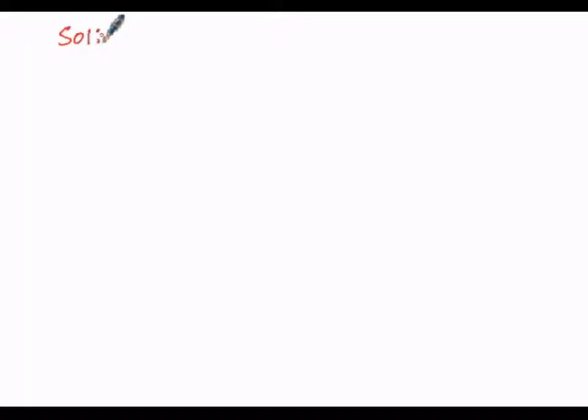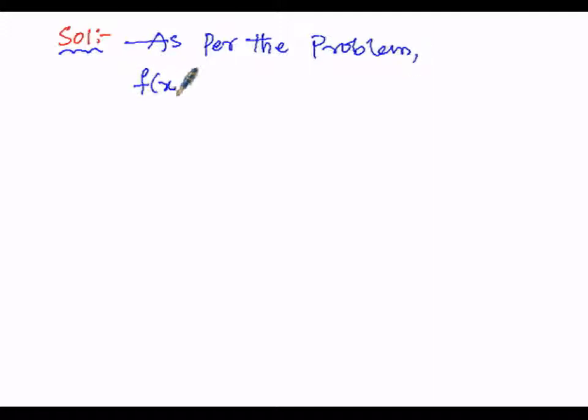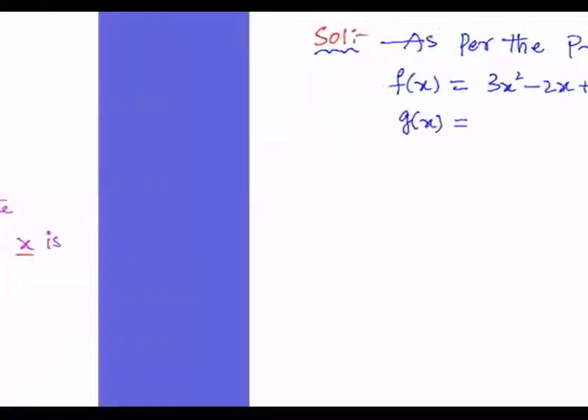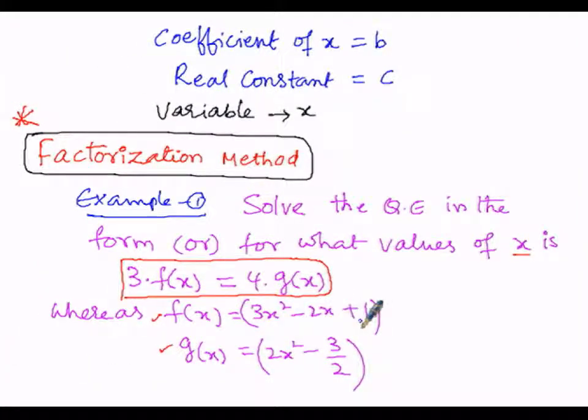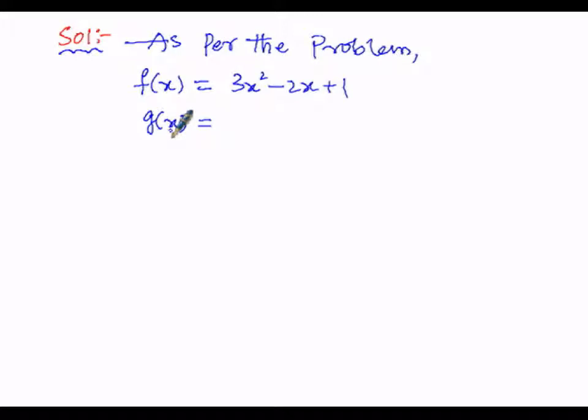So in our solution, as per the problem, the two quadratic polynomials which are given for us are f of x and g of x. The first quadratic polynomial is f of x equals 3x square minus 2x plus 1, and g of x is 2x square minus 3 by 2.